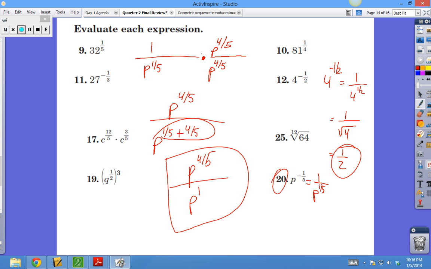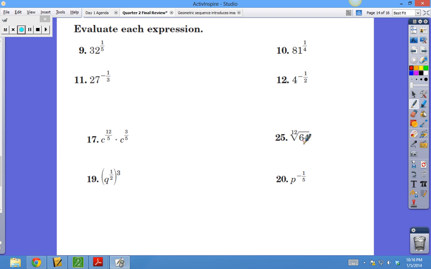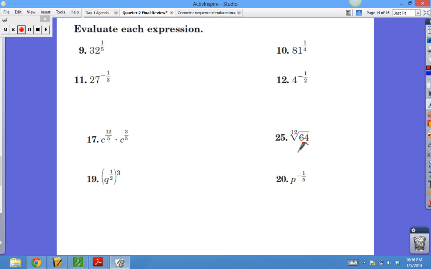So let's look at a couple of these. Let's just do 25. 64, always swap that out for 8 and 8. I know each 8 is a 2 and a 2 and a 2. So this is the 12th root of 2 to the 6th. A 12th root can undo any powers of 12, but I only have a power of 6. So that doesn't do much. But if I morph this back, look what happens. It's going to be 2 to the 6/12, which is 2 to the 1/2, which is the square root of 2.